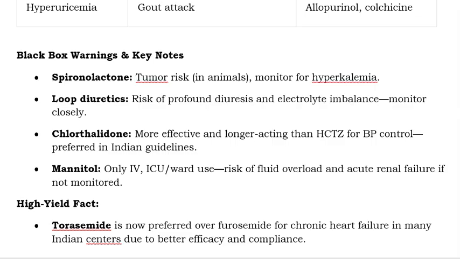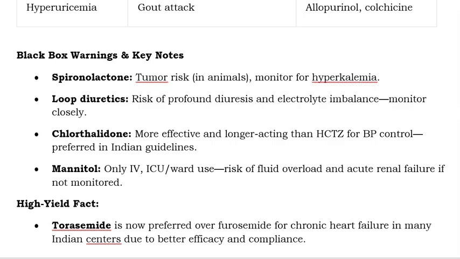Any other key takeaways? Yes, just to reiterate, chlorthalidone is generally considered more effective and longer acting than hydrochlorothiazide for blood pressure control, and it's often preferred in current Indian hypertension guidelines. And also remember, mannitol is strictly IV, intravenous only, and it requires very careful monitoring of fluid balance and kidney function because of risks like fluid overload or even acute kidney injury if not managed perfectly. Okay, IV only for mannitol, strict monitoring.